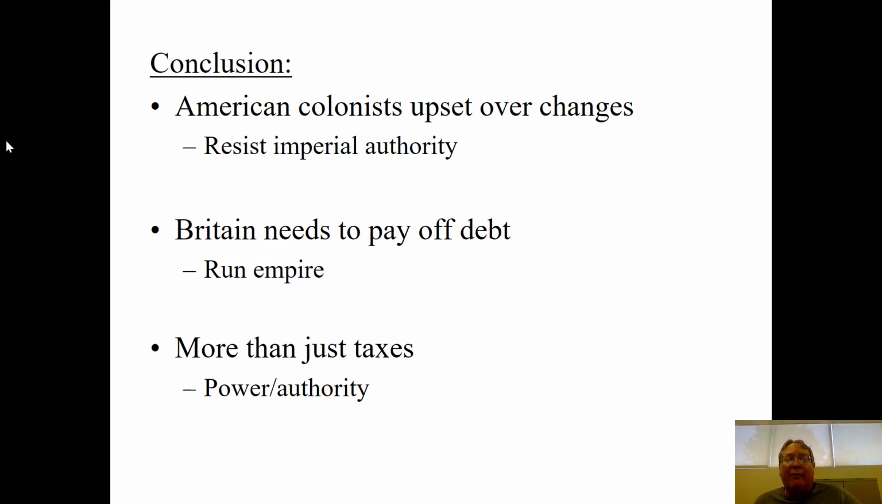Driving a lot of this is the debt that Britain needs to pay off. But remember, it is more than just the taxes and the money. What is really behind all this is power and authority. Who has it? What are the limits to it? American colonists say there are limits to British authority and power, that these colonies have some power and some authority in and of themselves. The British government is saying, no, we have all the power and we can decide when and how to enforce it. Both of these things cannot be true.